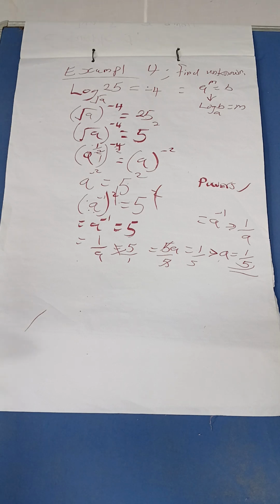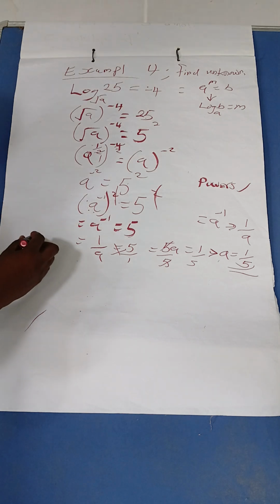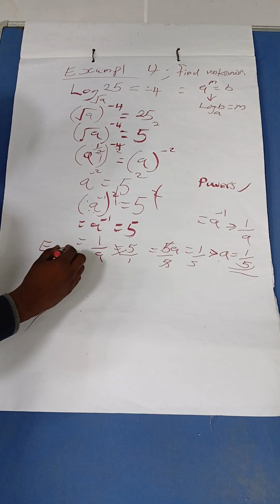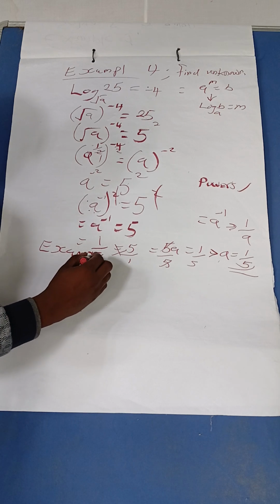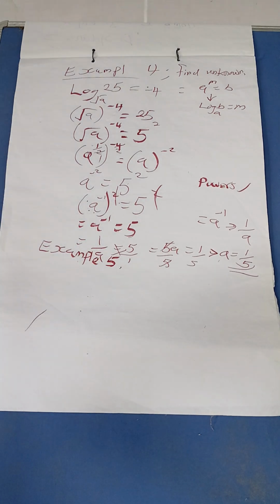We are still on logarithm. I want us to exhaust this logarithm fully so that we cannot get in doubt. So let us put our example 5 here. Example 5, we are still finding the values of unknown.